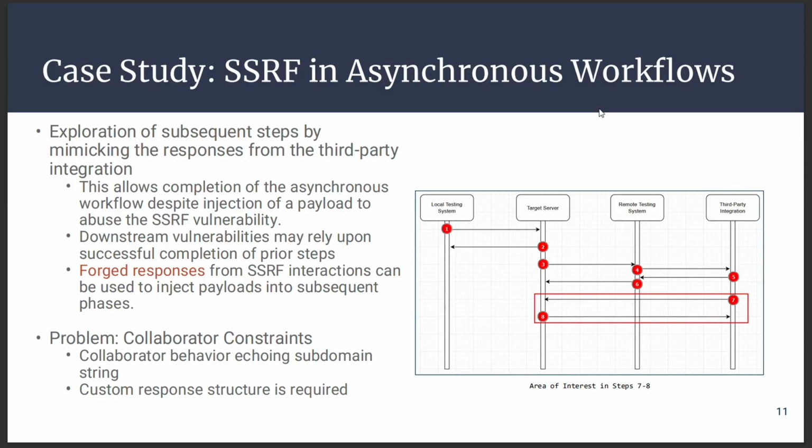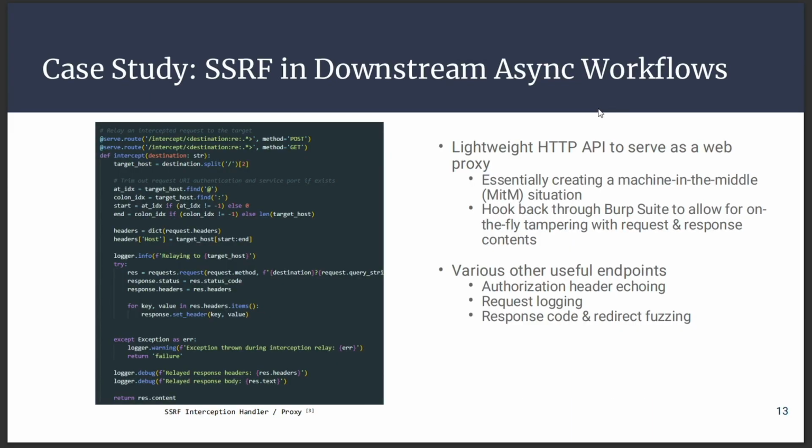Collaborator has a couple constraints. I'm going to jump forward 2 slides just to explain really quick how we got around this. Honestly, it's not a really complicated process. Essentially, we're just going to receive an inbound HTTP request, and then we're going to duplicate that request out to the expected party. And then once that party responds, we're going to duplicate that response and send it back to the target server, which originally made the request.